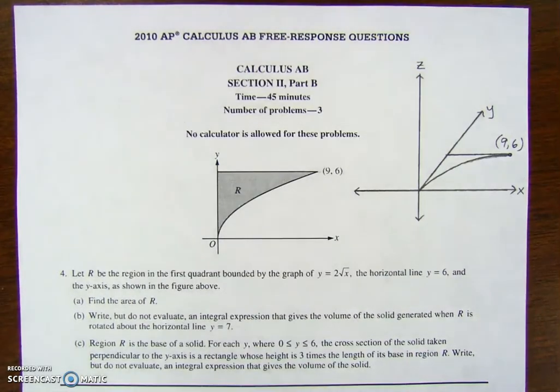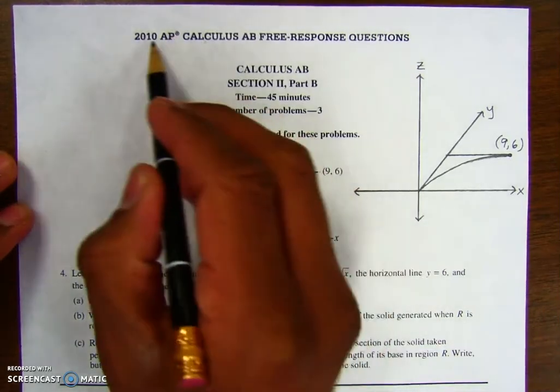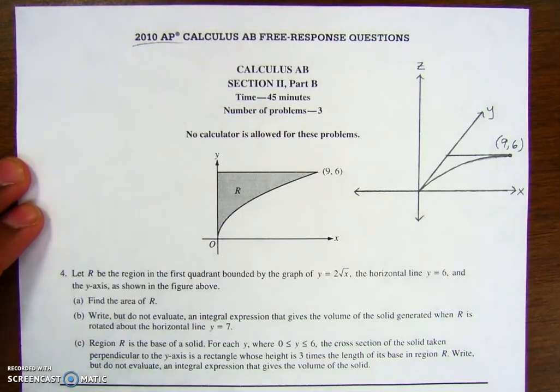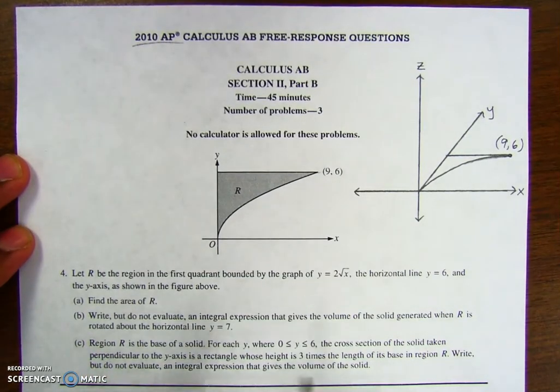Okay, so for part C of this problem 4, by the way, this is from the 2010 AP test. Back in 2010, problem number 4, part C was asking to pretty much find the volume. If you guys read this already, find the volume with cross sections that are perpendicular to the y-axis. Okay, so that's one thing that should have stood out as you read this problem.